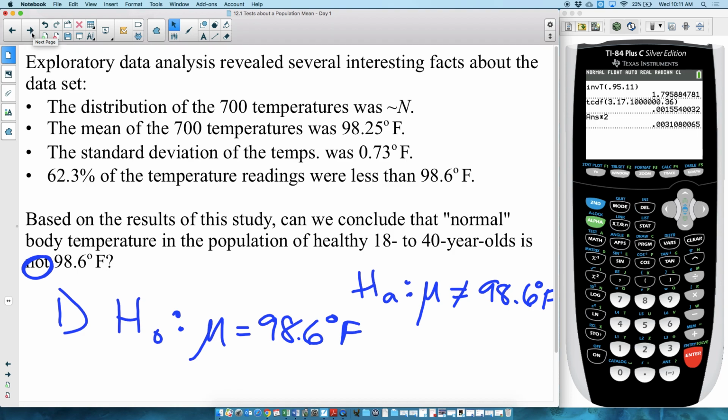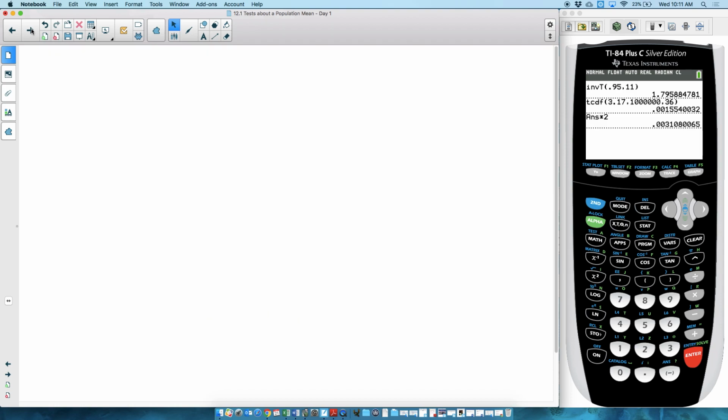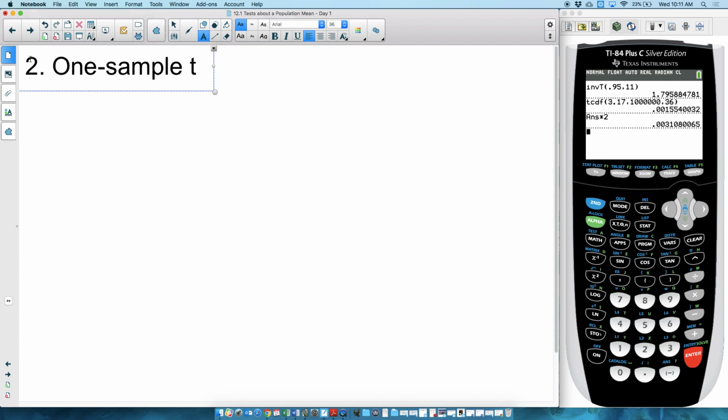Nobody was dead. Okay. So, step 2, and I think I'm going to start typing, would be what? Name the procedure. Yep. Step 2, name the procedure in context. This is a 1 sample t-test. Good, not confidence interval.